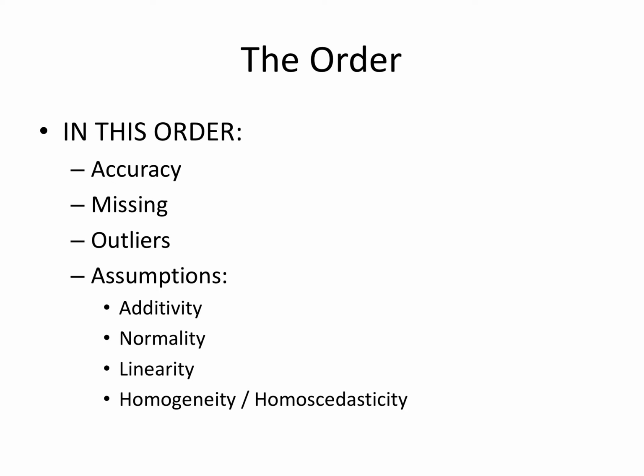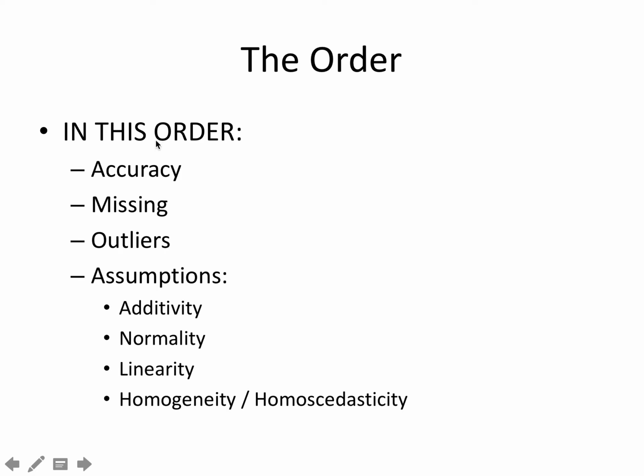Missing data: fixing and dealing with anybody who's got missing data points, excluding them, or maybe estimating their scores. Outliers, and then our assumptions. So the big 4 assumptions we'll cover are additivity, normality, linearity, and the homogeneity, homoscedasticity set. Now, why do I have to do them in this order? Well, each one affects the subsequent ones, until you get down to the bottom. These don't affect each other, but they are affected by the previous 3.